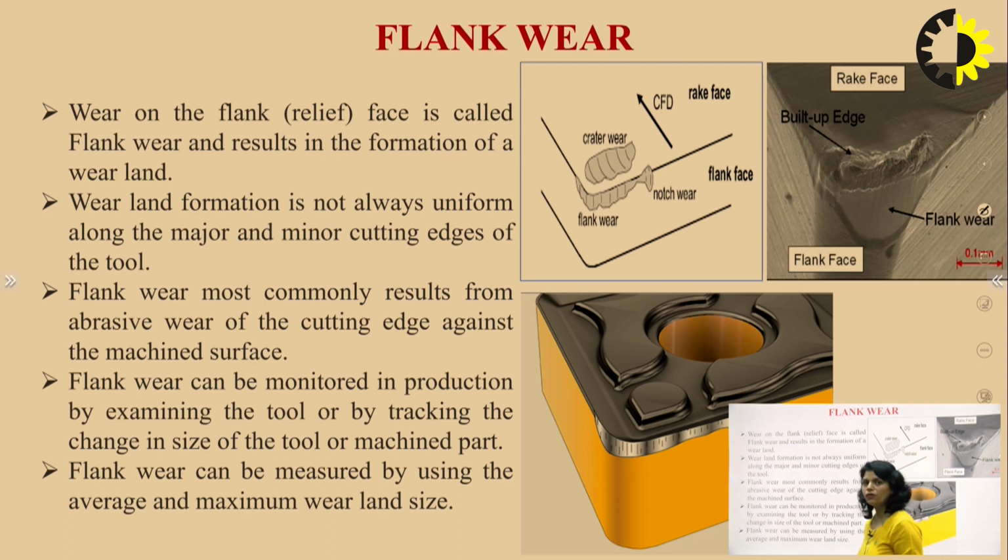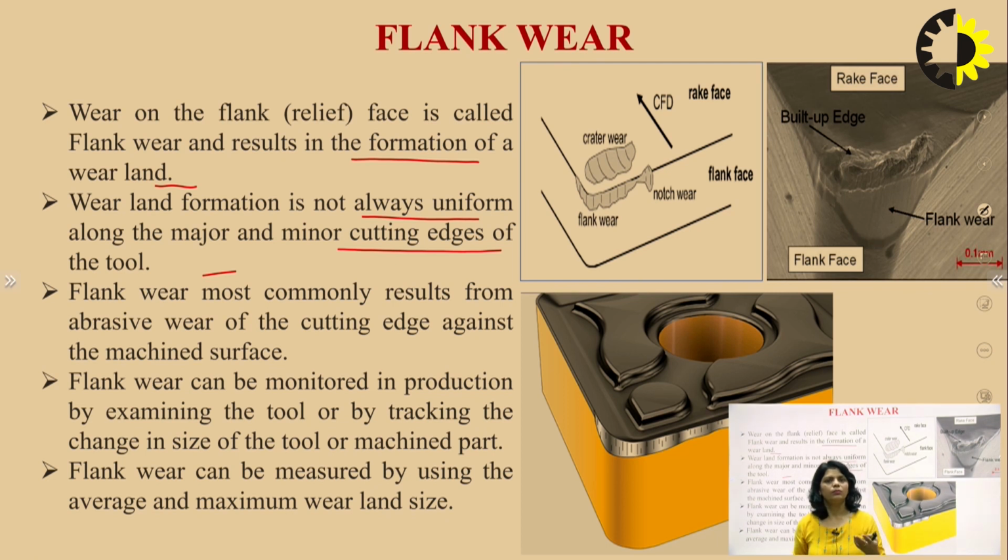Now we come to the flank wear. Okay, so flank wear will take place along the flank surface of the cutting tool. The wear on the flank or the relief face is called the flank wear, and it results in the formation of a wear land. Okay, wear land की formation हो जाती है. Wear land formation is not always uniform along the major and minor cutting edges of the tool. So there are two types of cutting edges involved, minor cutting edge and major cutting edge. तो ये flank wear जो होगा, this will not be uniform along these two cutting edges.